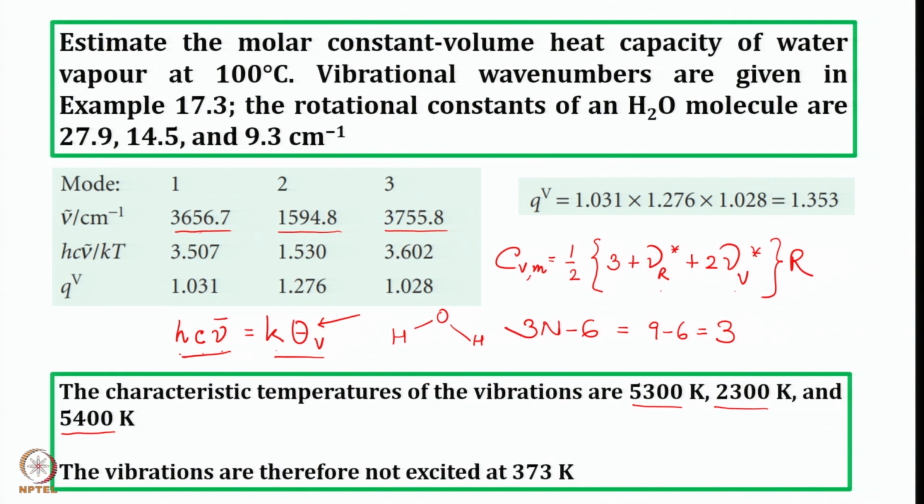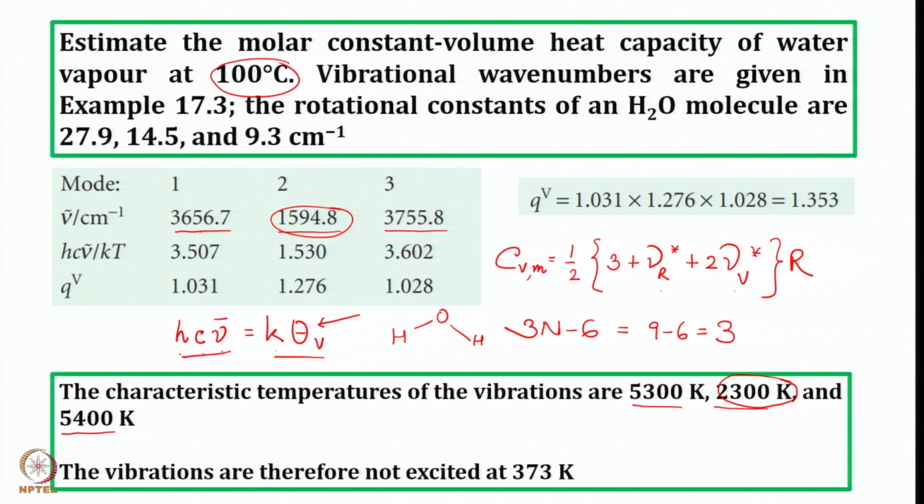But if you look at the lowest wave number, 1594.8 is the lowest wave number. Corresponding to that, the characteristic vibrational temperature is 2300 Kelvin and the experimental temperature is 373 Kelvin, 100 degrees centigrade. 2300 is much higher than 373 Kelvin.